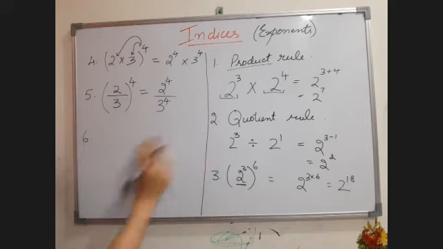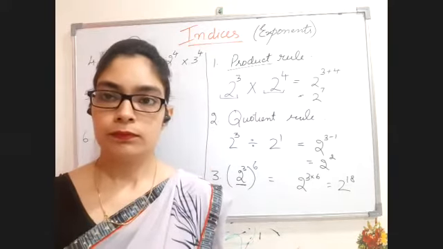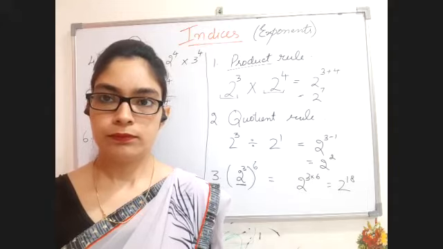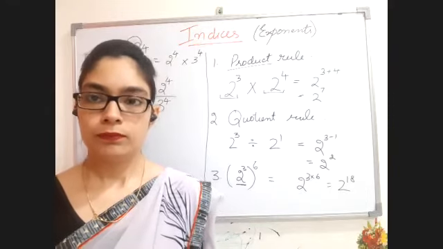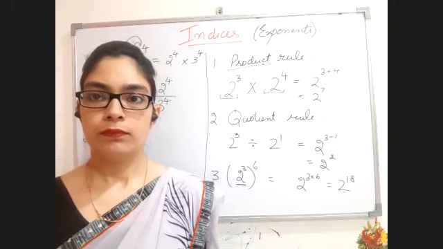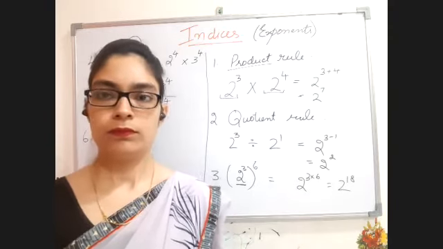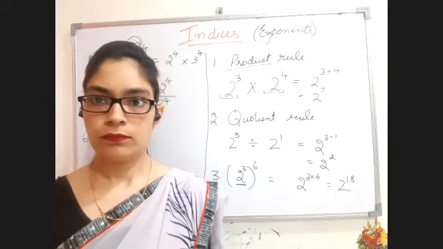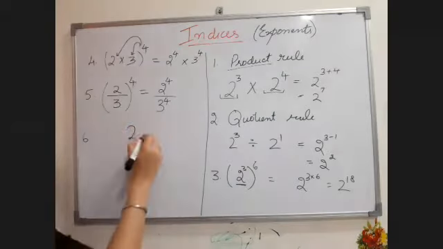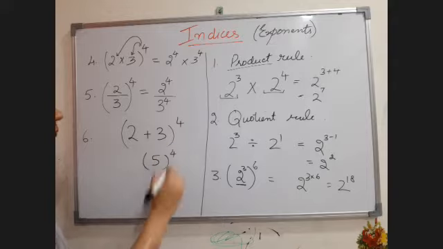Ma'am? Yes. Ma'am, as you said, if 2 plus 3 whole power 4 is the number, we should not do it like that. Then if that comes in a sum, what do we have to do, ma'am? See, if 2 plus 3 is there, then you can just add 2 plus 3, which is 5, and it will become 5 to the power 4.